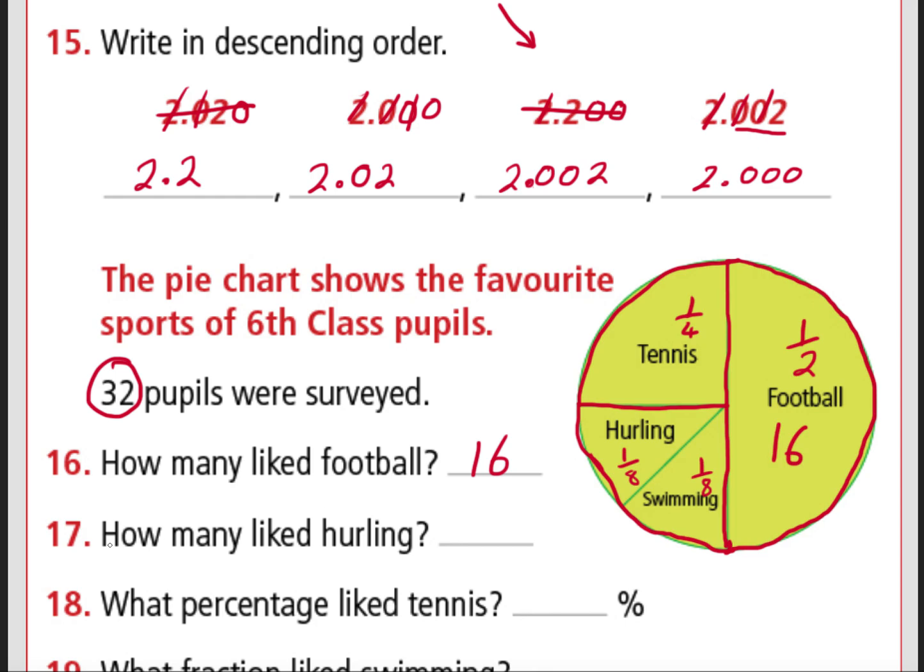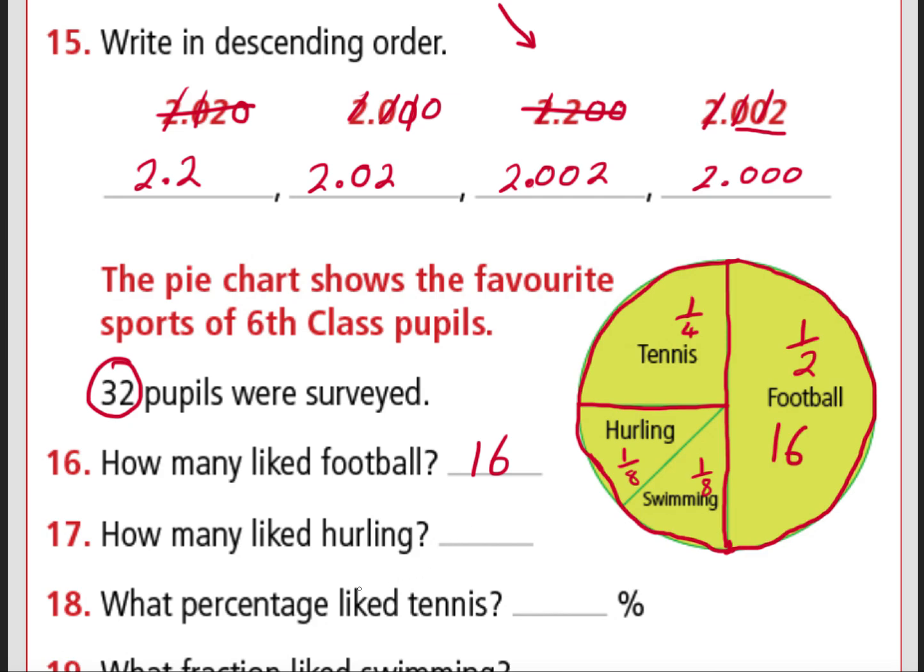Now, they're asking us in 17 how many liked hurling. Well, we're going to take how many were in the class altogether, 32, and find out what is 1/8 of that. So we'll take 32 and divide it by 8, and that will tell us how many liked hurling.